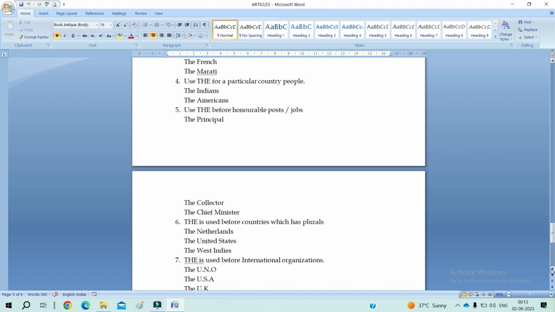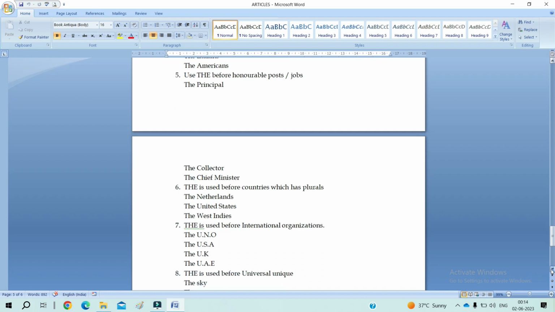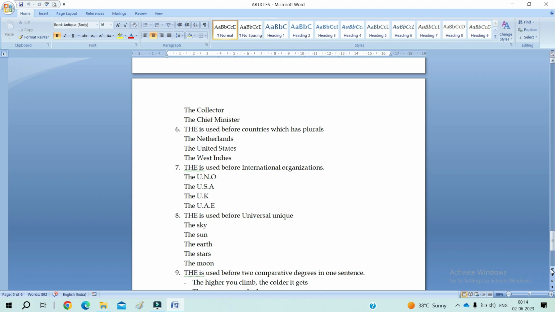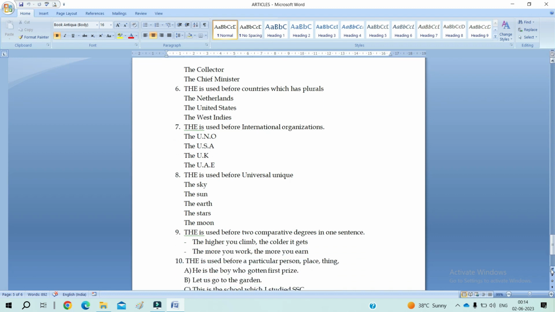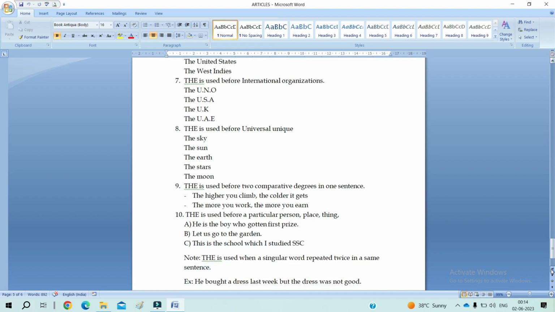Next, "the" is used before countries which have plural names: the Netherlands, the United States, the West Indies, likewise. And we cannot use it before South Africa. It's not a plural, right? Or India, not a plural, right? "The" is used before universal unique things: the sky, the sun, the earth, the stars, the moon, the satellite, like that.